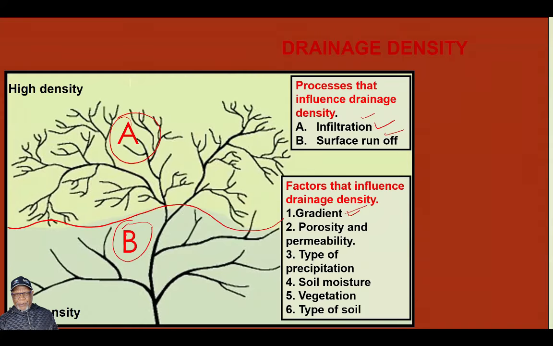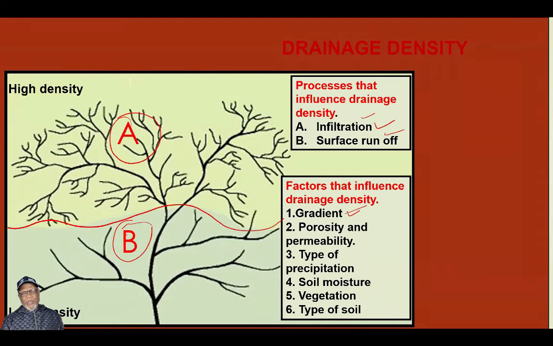Then we say type of precipitation. It means at A, there was heavy rainfall, which means that it rained quickly. There was not enough time for water to infiltrate. That is why we have high density. But at B, the rainfall was slow, soaking, more infiltration, and therefore less density because there is more infiltration and less surface runoff.